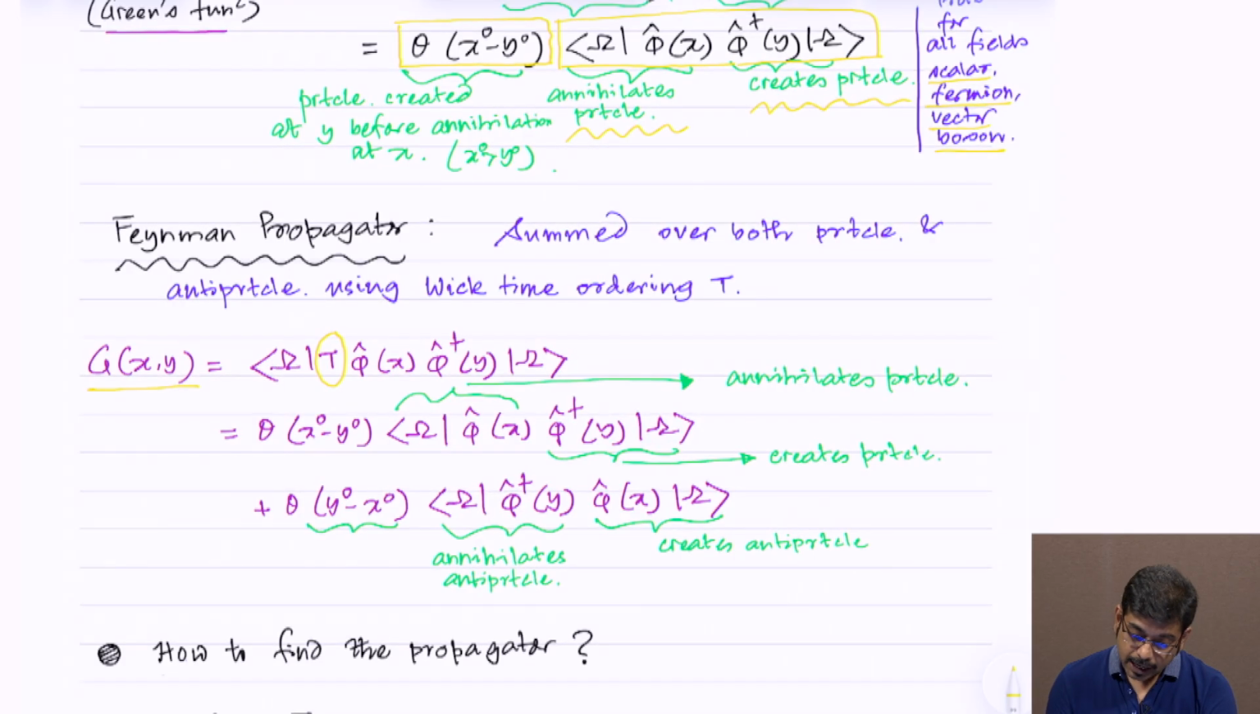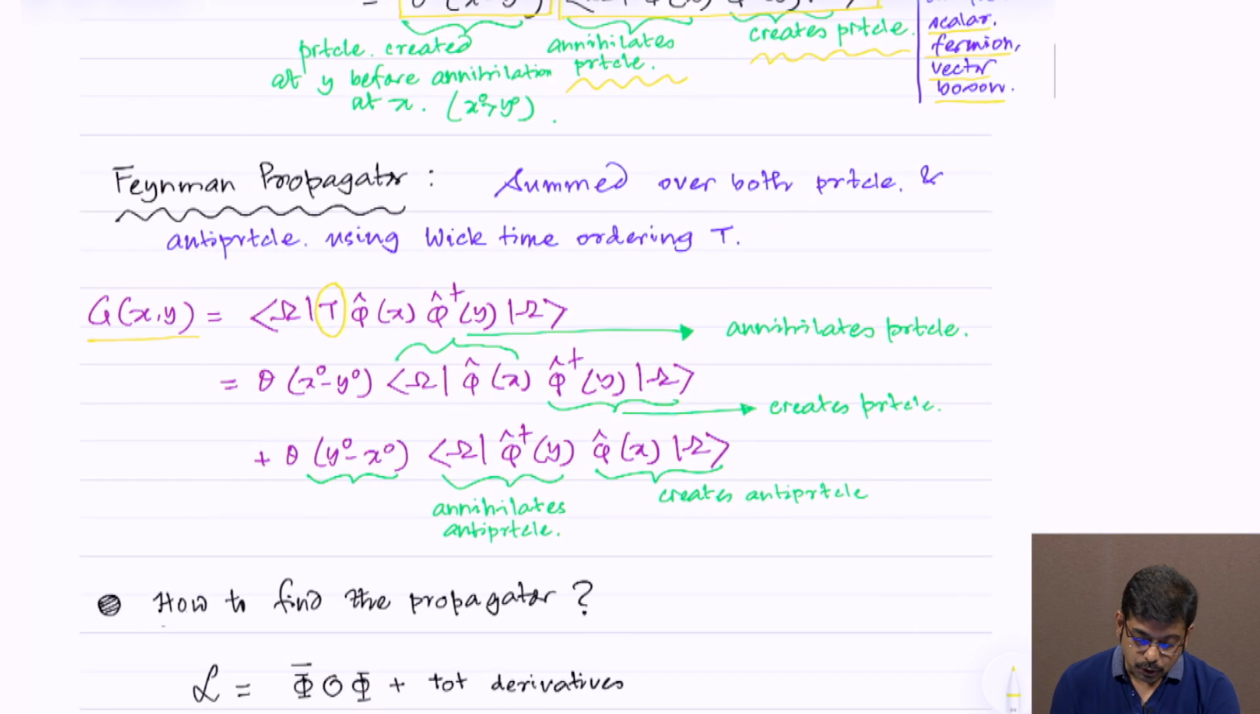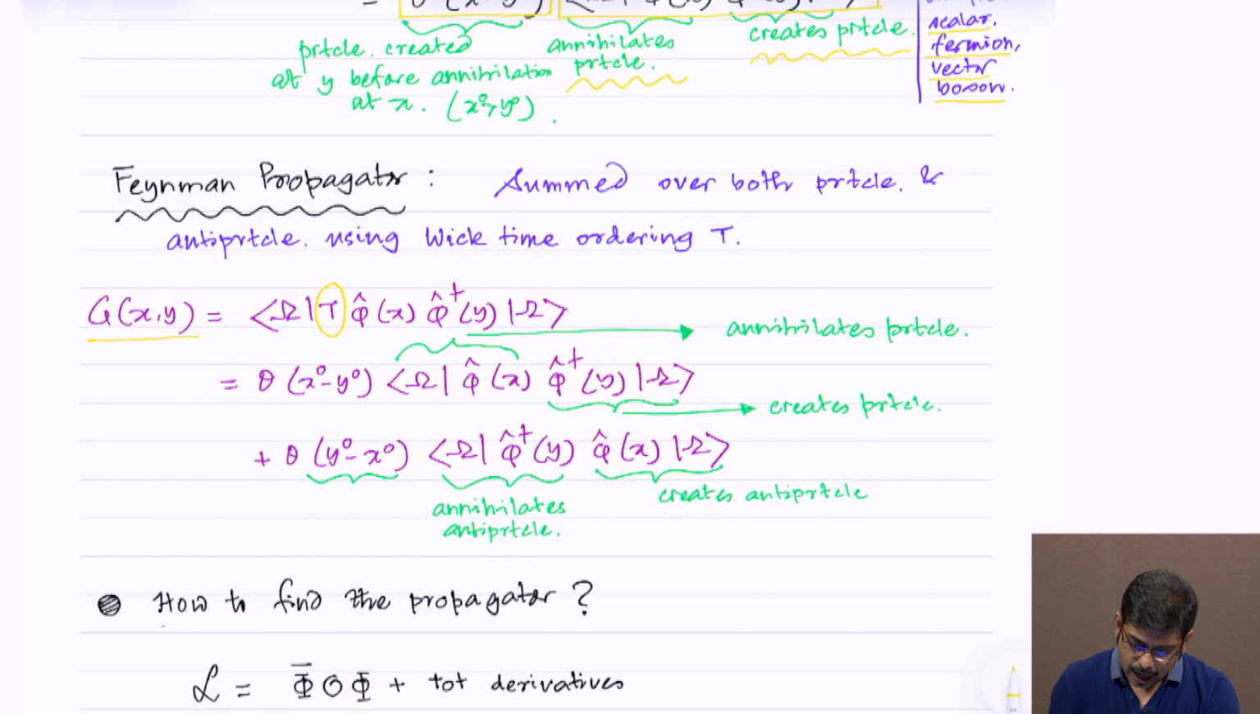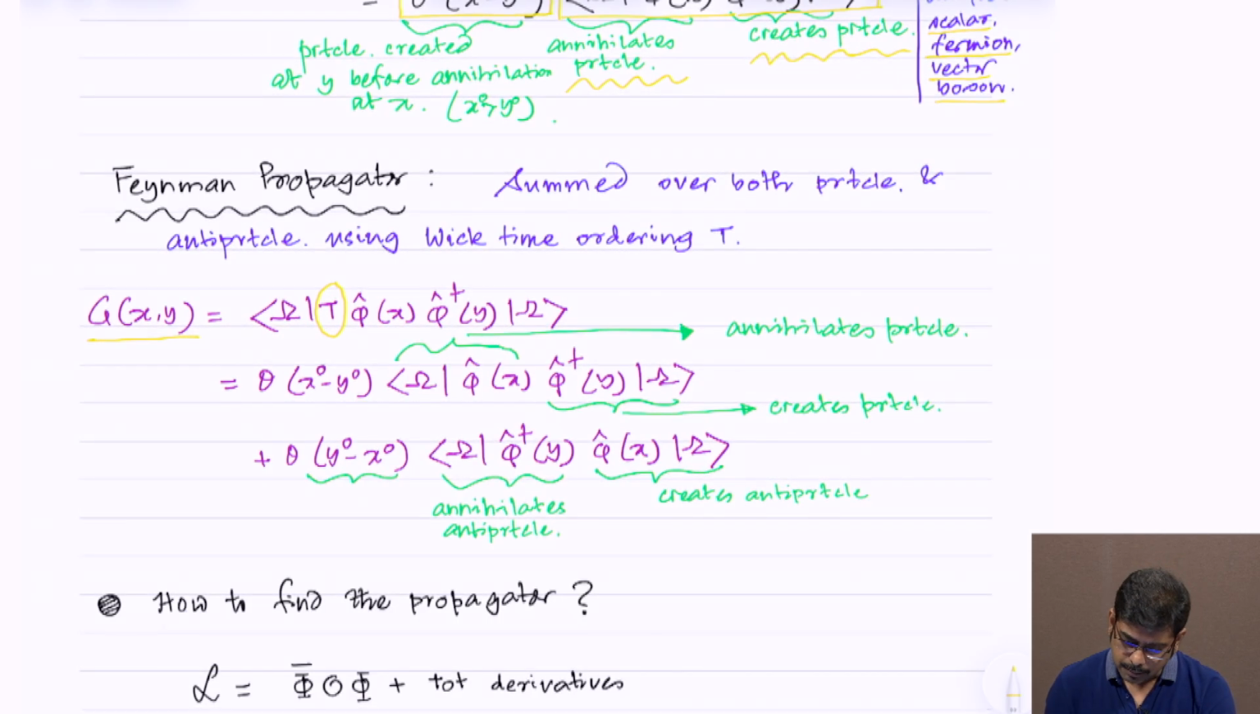What does it mean? It basically has two terms. The first term is theta x0 greater than y0, which means x0 is greater than y0. That means y0 happened first and then x0, and then the term within this expectation will be omega expectation of phi x, phi dagger y omega, right? So it is very clear that this is the same term that we wrote before. So this is precisely the G plus xy.